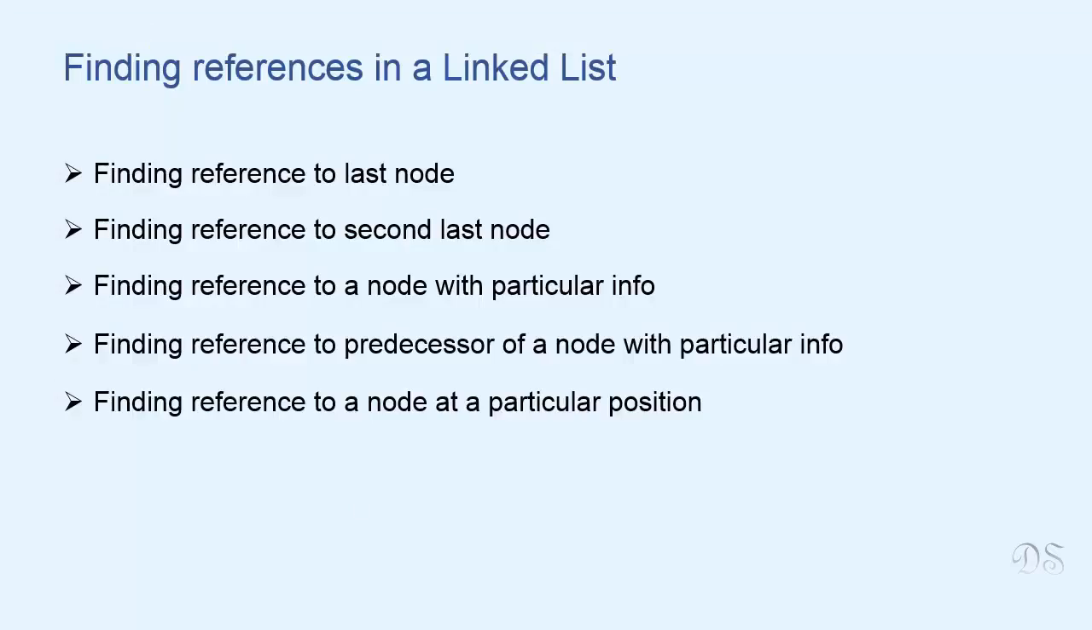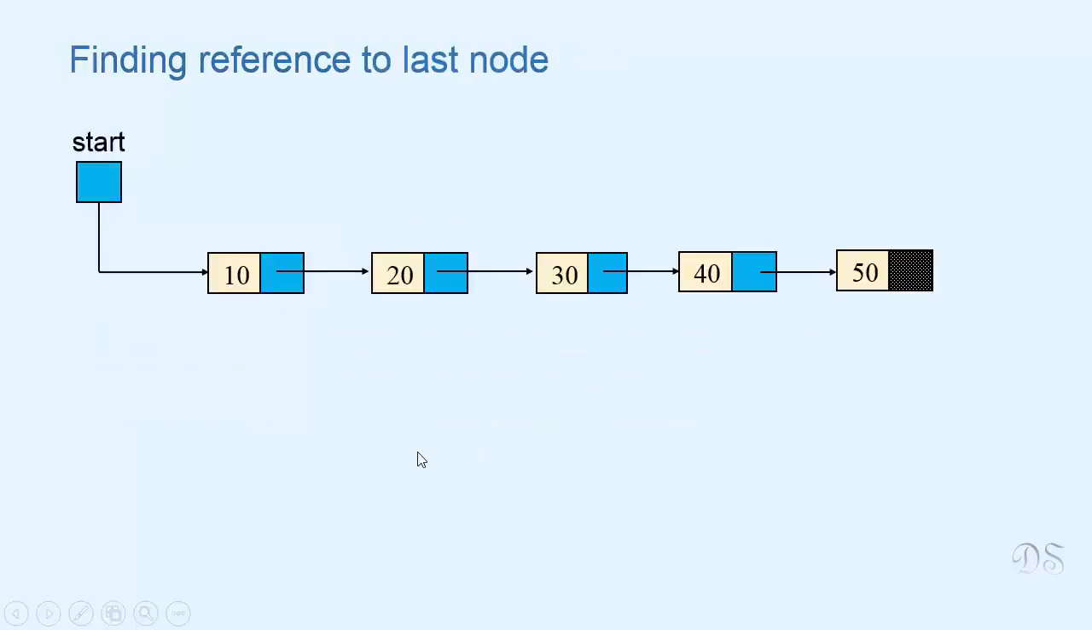Before studying insertion in a linked list, let's see how we can move in a linked list and find references to some particular nodes. In this video, we'll see how to find reference to the last node of the list, reference to second last node, reference to a node with a particular info, reference to predecessor of a node with particular info, and reference to a node at a particular position. So first, let's see how we can find reference to the last node of the list. This is the last node, so we need a reference to this node.